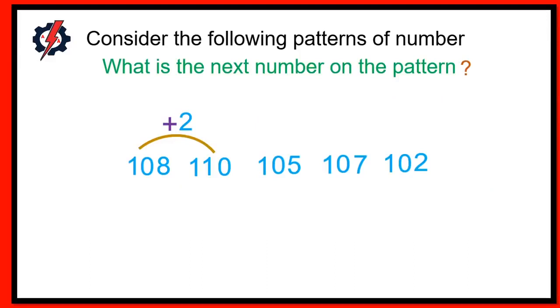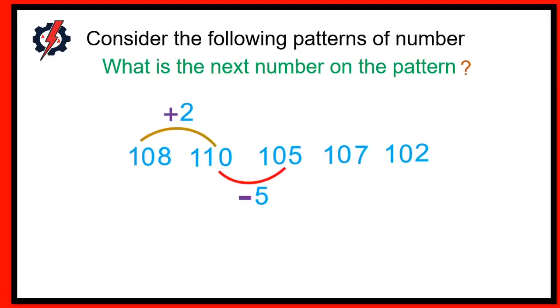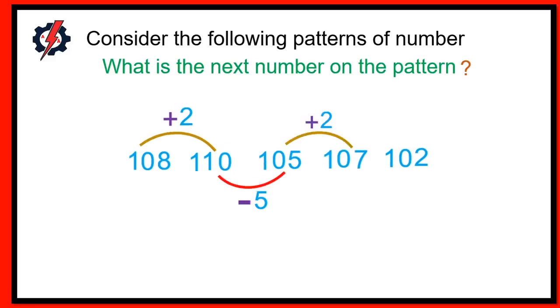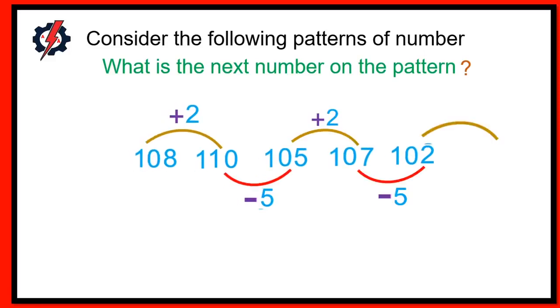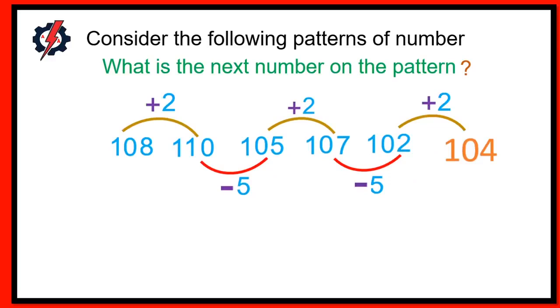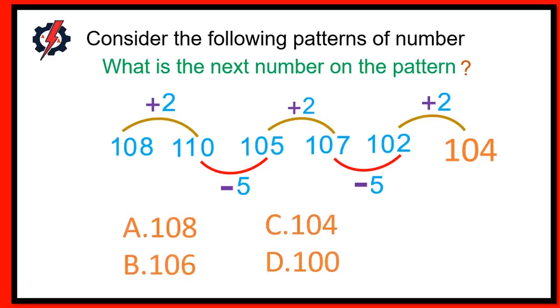108 to 110 is plus 2. 110 to 105 is minus 5. 105 to 107 is plus 2. 107 to 102 is minus 5. Then it asks what the next number in the pattern is. That's going to be positive 2, and it should be 104. Back to the question, the answer is C.